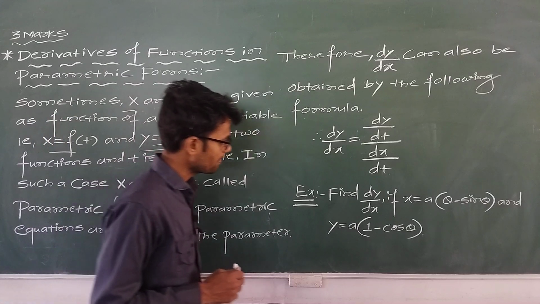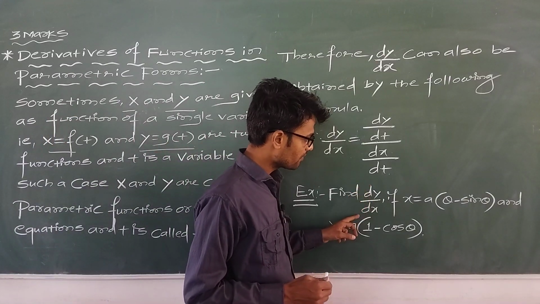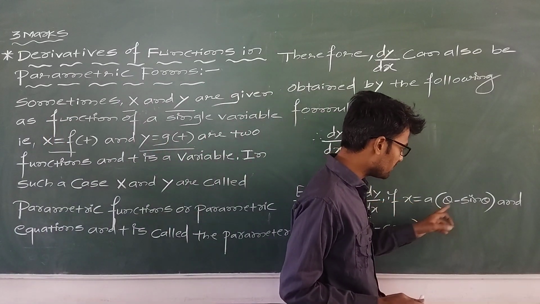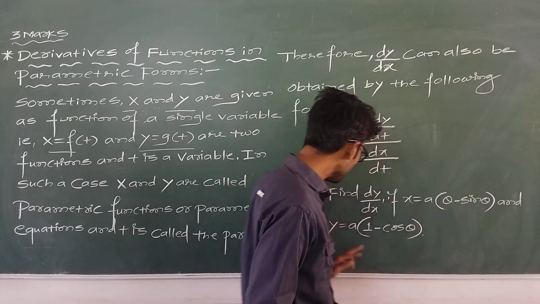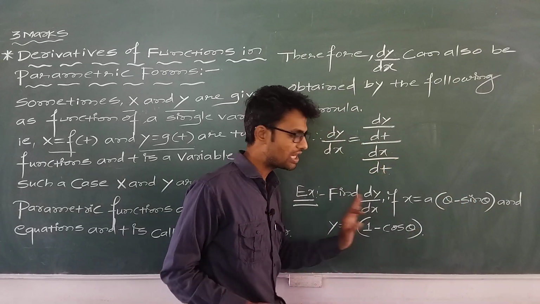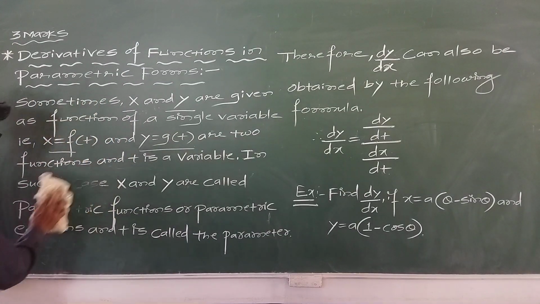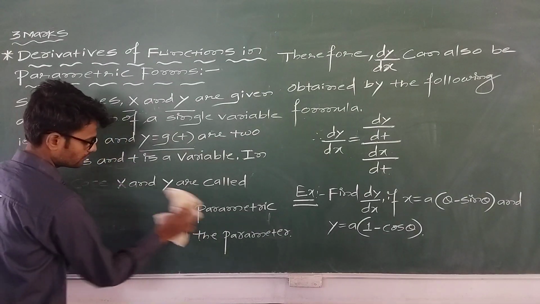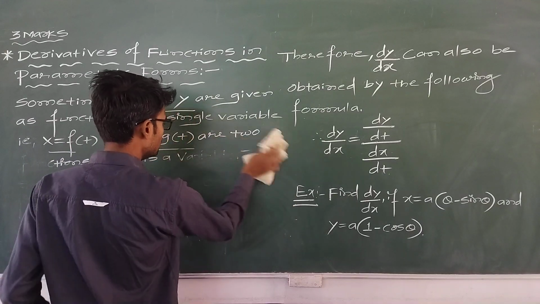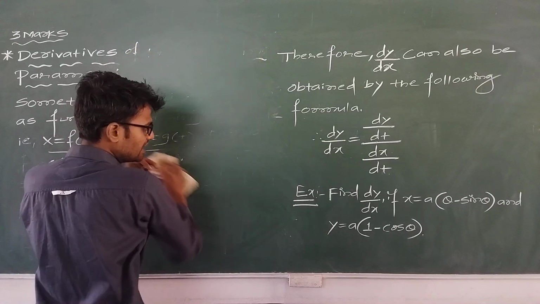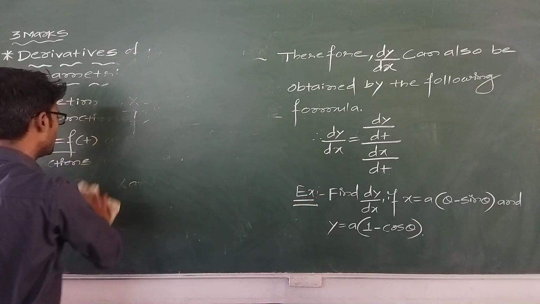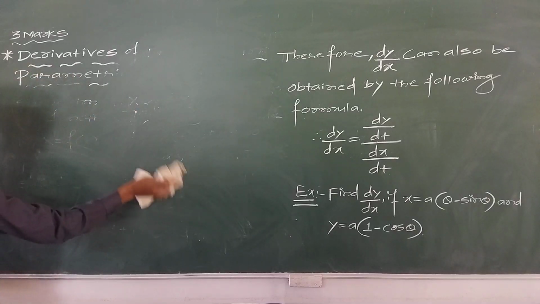See the example. Find dy by dx if x equal to a inside bracket theta minus sin theta and y equal to a inside bracket 1 minus cos theta. So, this is a very important example. They will ask it for 3 marks. See, yes, in this problem, theta is the parameter.